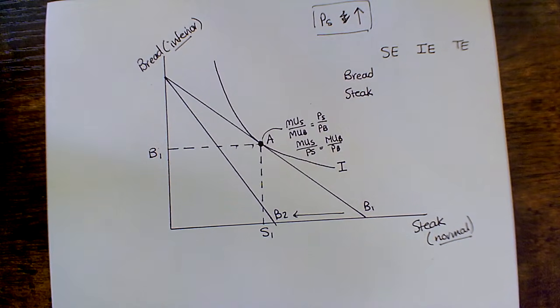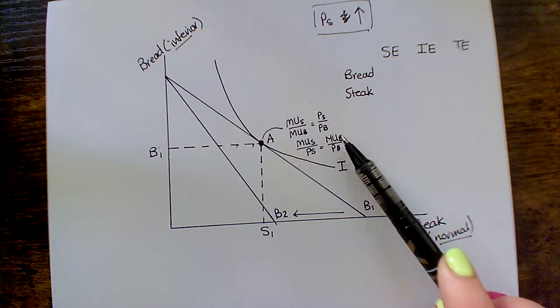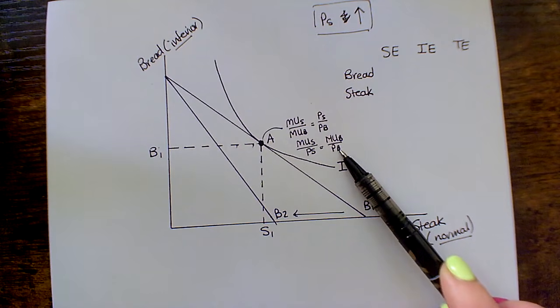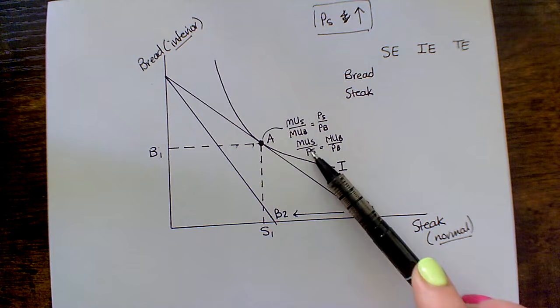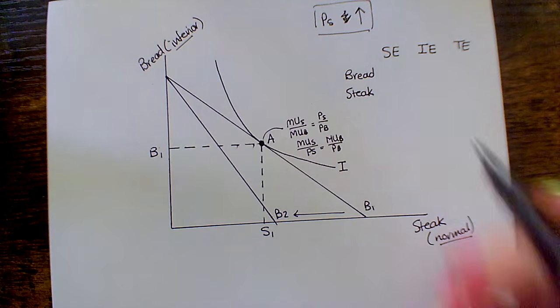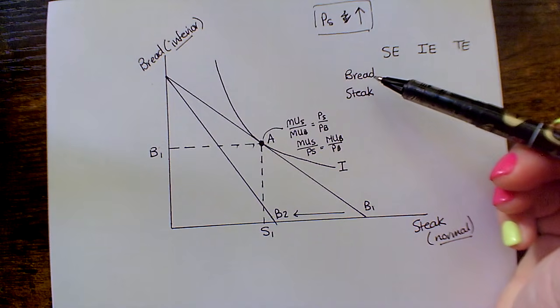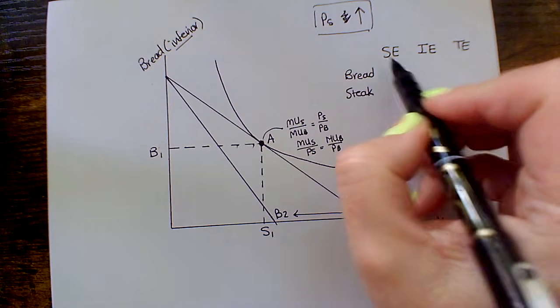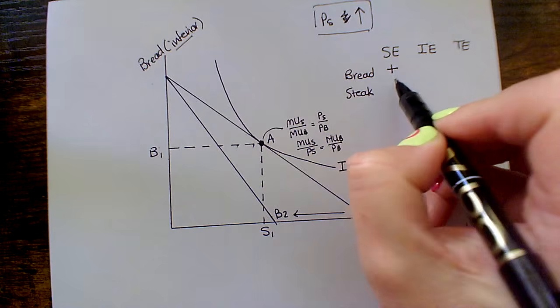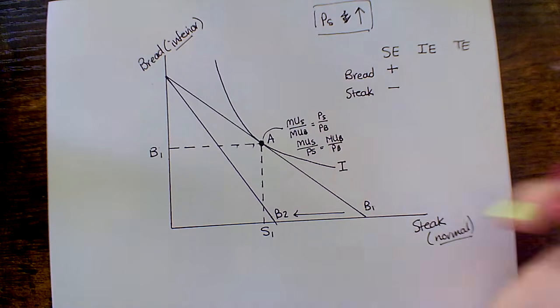And so that is why bread becomes relatively more attractive to this consumer, because the extra utility they could get when they buy a bit more bread, that utility per rand spent exceeds the extra utility they could get from spending a little bit more on steak. So because bread is now the relatively more attractive product, we expect the substitution effect to be positive for bread and negative for steak.